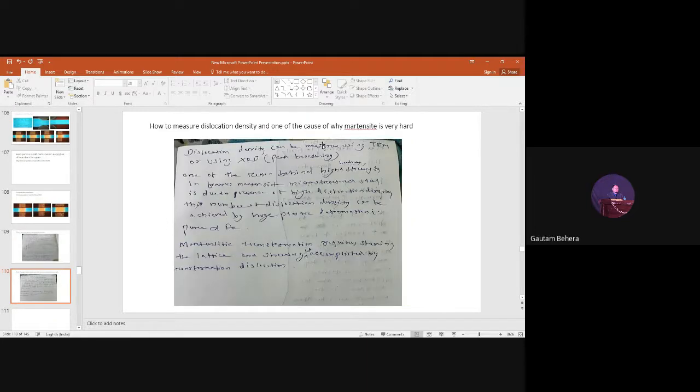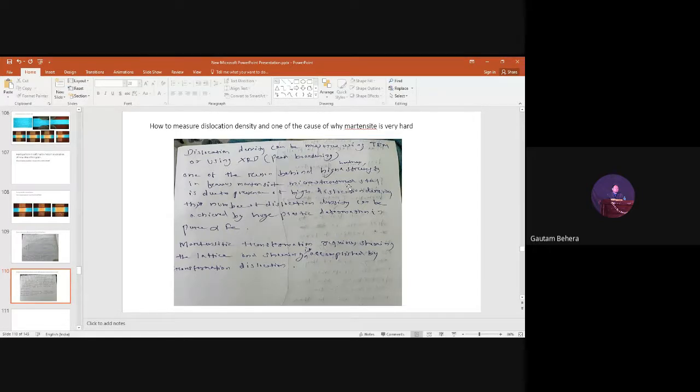How do we determine how much dislocation density is present? By using TEM or by using XRD. In XRD, we can see peak broadening. So by using X-ray diffraction analysis or transmission electron microscopy, you are able to find out how much dislocation density we have. But this is a very difficult job.